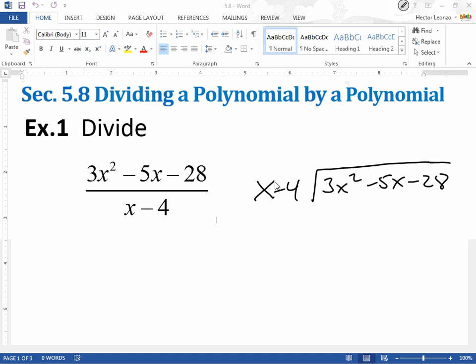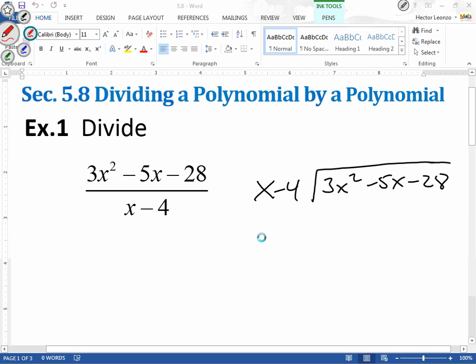Make sure that neither on the inside nor the outside you're skipping any exponents. I look at my exponents: 2, then 1, then 0, and on the outside as well, so we're good. Now to begin with, I'm just going to look at the first term. So I'm looking at 3x squared divided by the first term on the outside. So the first term on the inside divided by the first term on the outside.